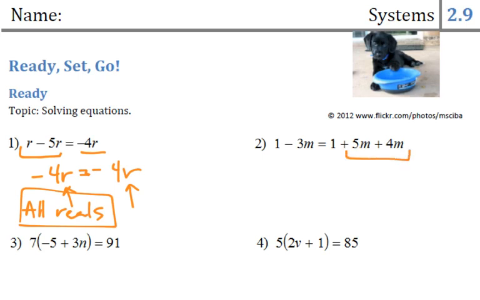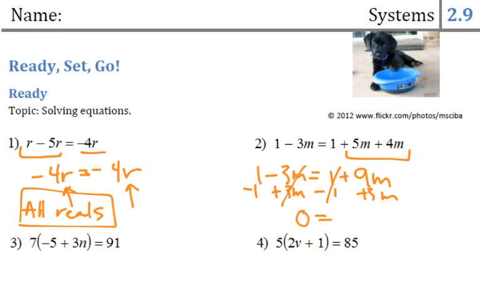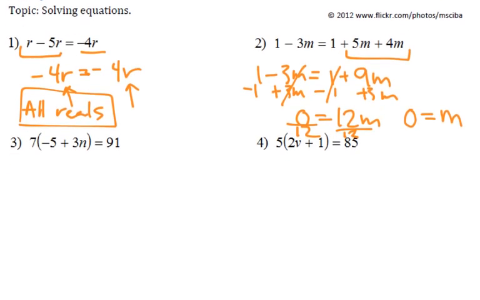Question number 2, we can combine the 5m and the 4m to get 9m, plus 1 equals 1 minus 3m. Then we subtract 1 from both sides, add the 3m to both sides. Cancel those. 1 minus 1 is 0. 9 plus 3 is 12m. Divide by 12. 0 divided by anything is 0. So 0 equals m, which is fine. We can have that. Not a problem.